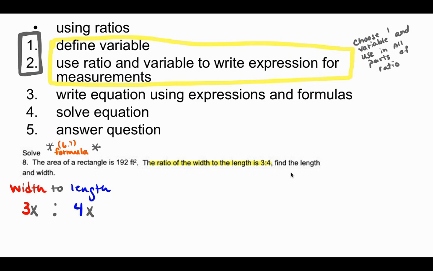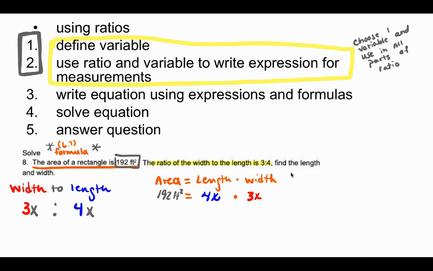Now, to get our equation that we're going to set up and solve, we read this is the area of a rectangle. So we're going to look back at our 6.7 formulas and look it up. So the area of a rectangle is equal to the length times the width. So we're going to fill in our values. So the area is this 192 square feet. Our length is 4x and our width is 3x.